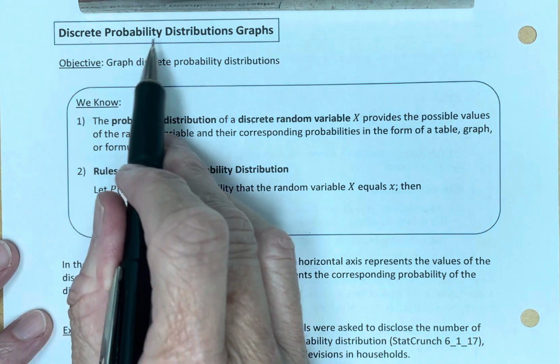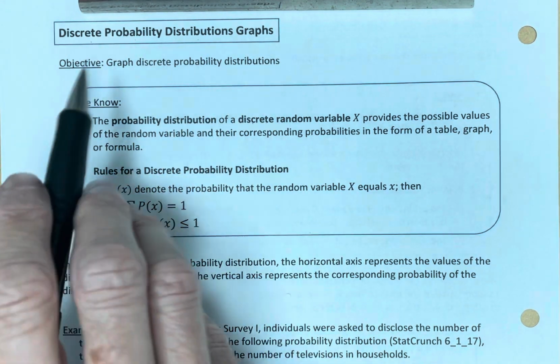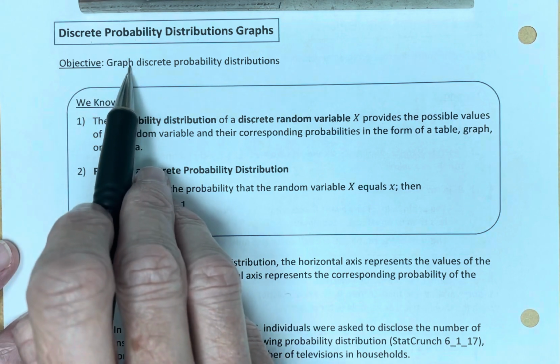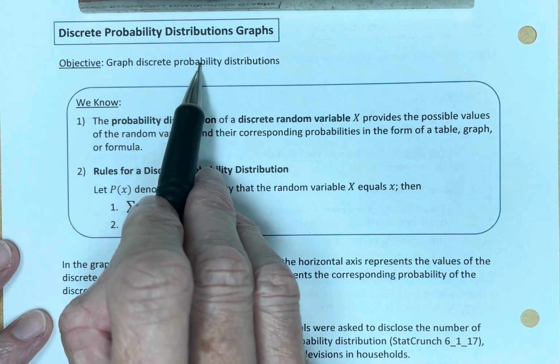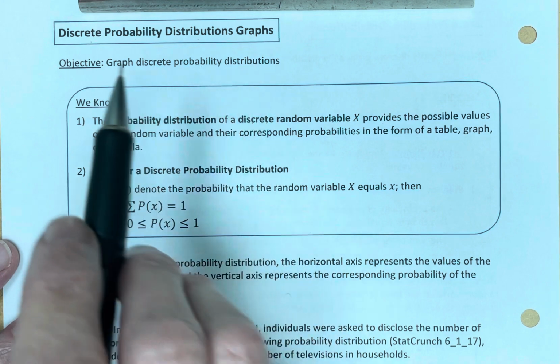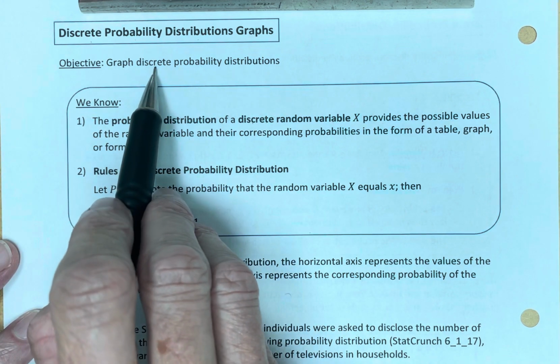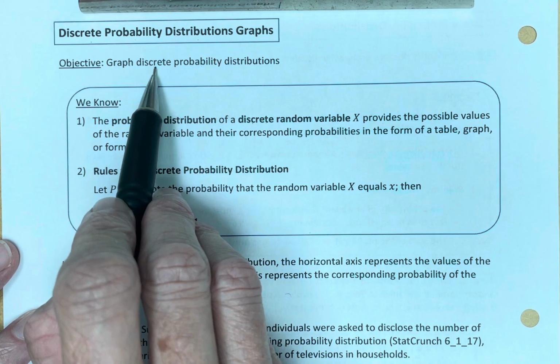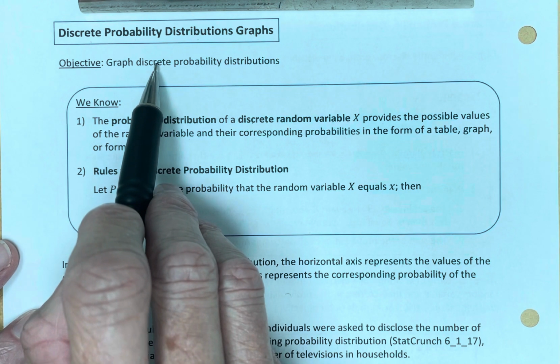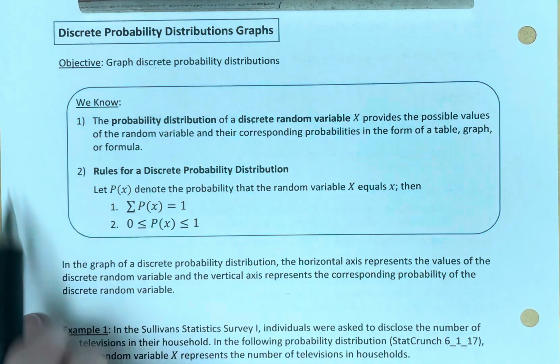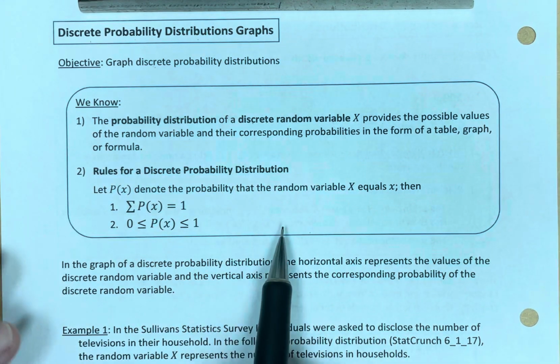Discrete probability distribution graphs. Our objective: we want to graph a discrete probability distribution. Let's remind ourselves, discrete means a random variable that has either a finite or a countable number of values. Okay, let's review a couple of items that we know.